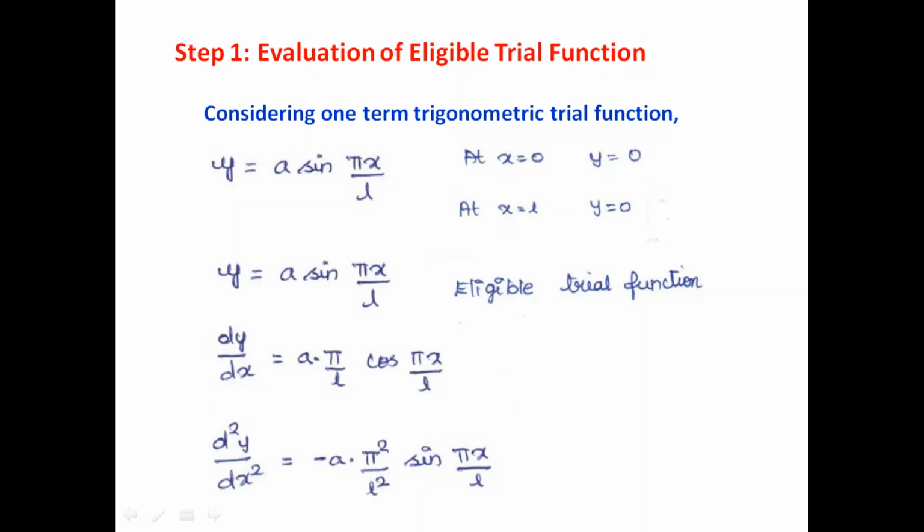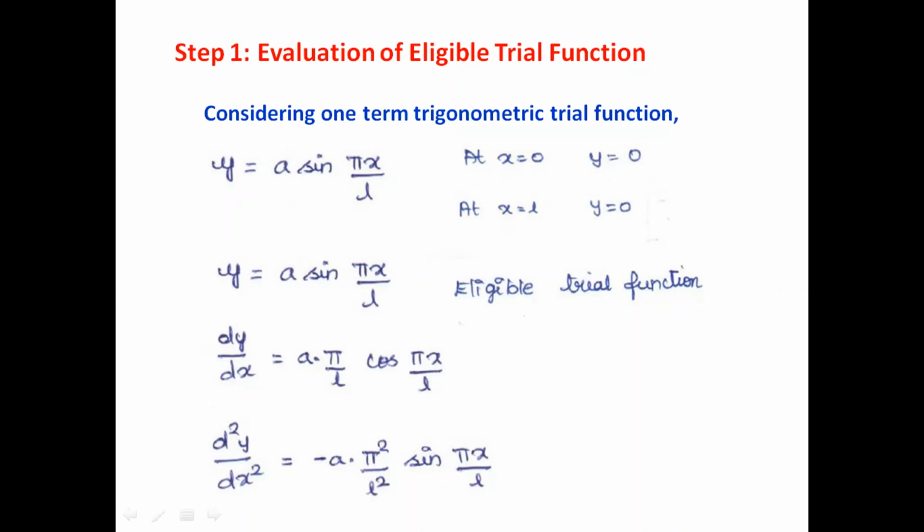So for this simply supported beam, what are the boundary conditions? At x equal to 0, y equal to 0. Substitute x equal to 0 in this expression, it will become sin 0, which is 0. So y becomes 0. Now substitute x equal to L. Then L will get cancelled, leaving sin pi, which is again 0. So y becomes 0. So the two conditions are satisfied, and this trial function will become an eligible trial function.